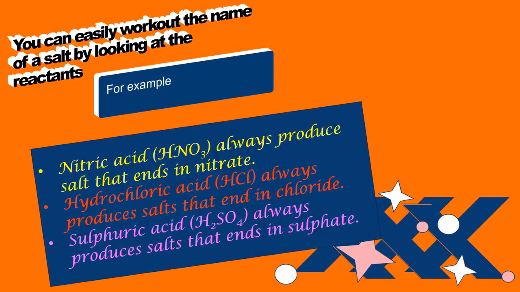Let's look at some more examples. Nitric acid always produces salts that end in nitrate. Hydrochloric acid always produces salts that end in chloride. Sulfuric acid always produces salts that end in sulfate.